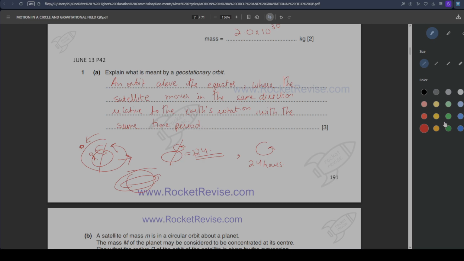3 marks का है, so you need to make sure कि आप equator को mention करो, same direction relative to the Earth's rotation और time period, ठीक है. So equator, direction और Earth's rotation.